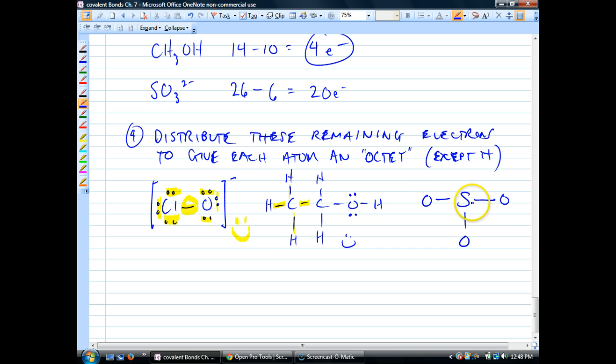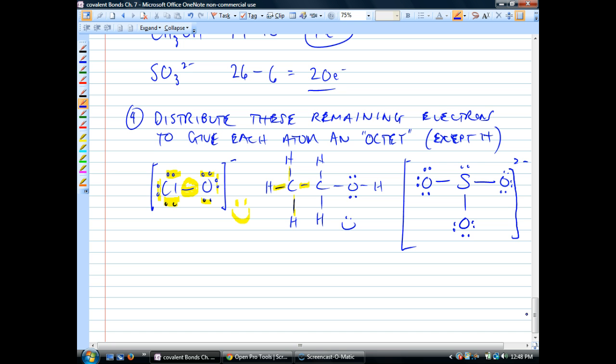Lastly, we have the sulfite ion. We had 20 electrons remaining, so let's start distributing these. It takes 6 for every oxygen to fill up the octet of every oxygen, and then it takes 2 to fill up the sulfur. Put a bracket around that, put a 2- charge on there. Okay? Simple as that.